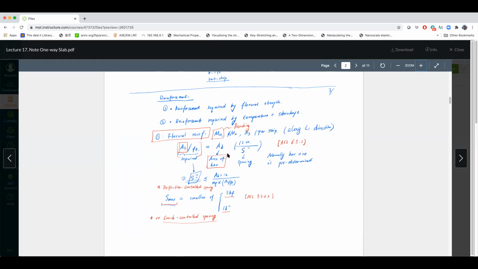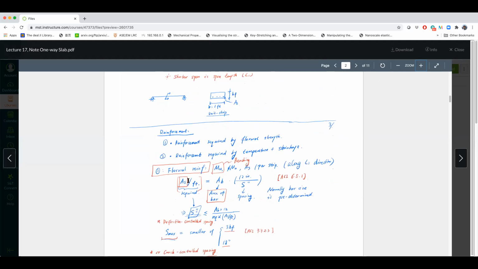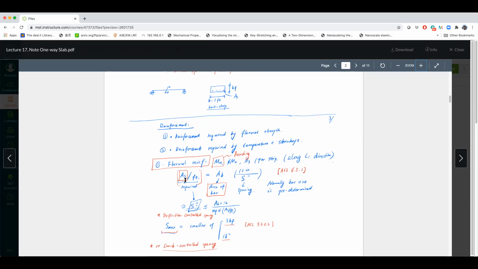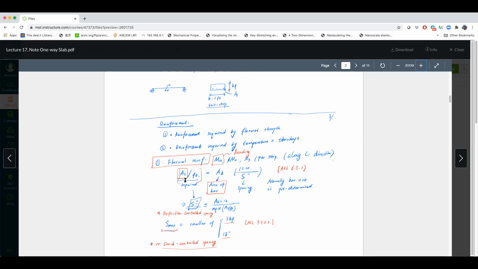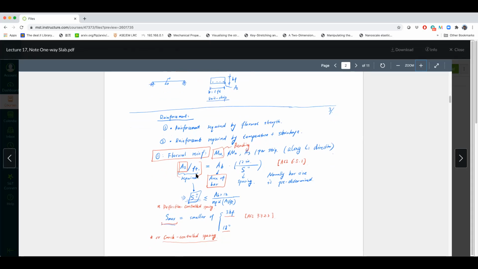For the flexure reinforcement, I want to emphasize again, it's As per foot. That means if you are given a single bar, you calculate the area for a single bar and convert that by 12 inches, which is the foot, the length of the section, divided by the spacing, and you get the As per foot. That is the required reinforcement ratio.